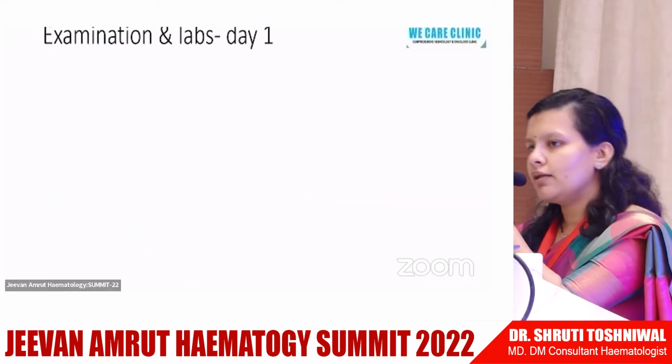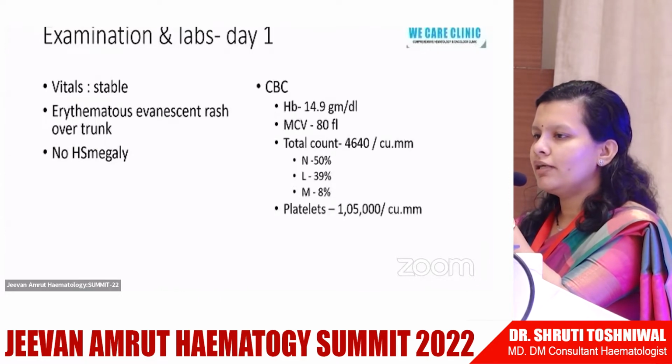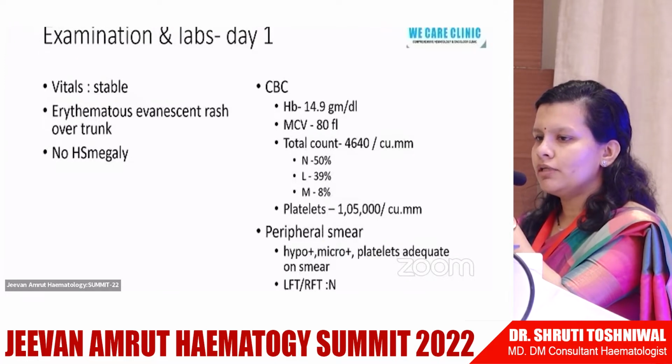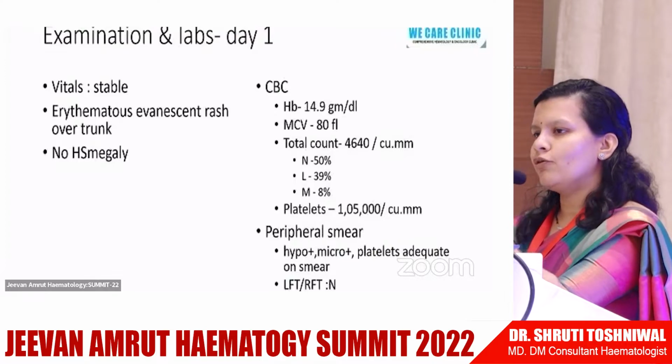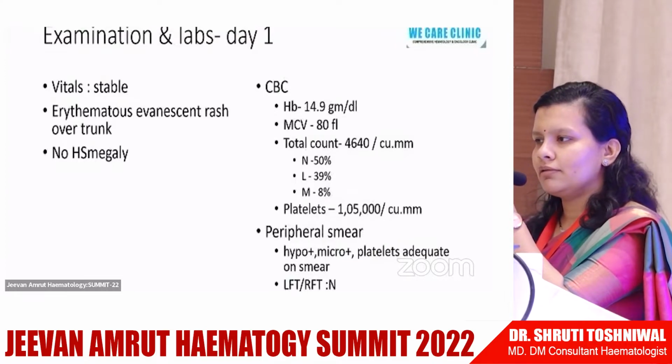On day one he was stable. He just had a rash, nothing significant. Hemoglobin 14, total count normal, the platelets slightly low but near normal, LFT and RFT normal. So it's a typical dengue fever. We do routine management: paracetamol, and monitor hematocrit and hydration.